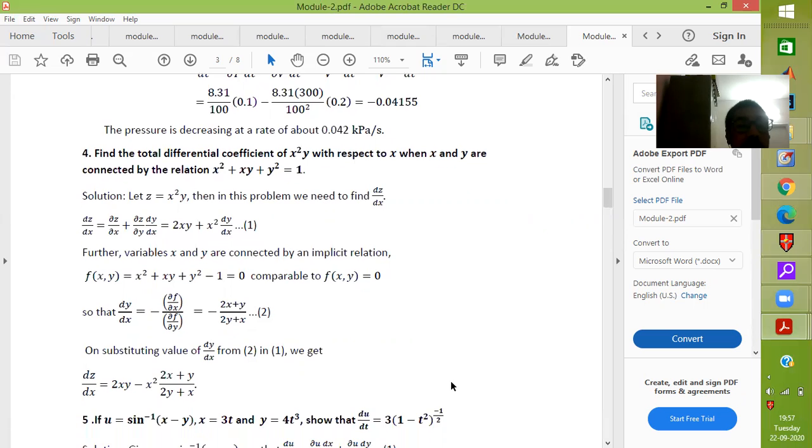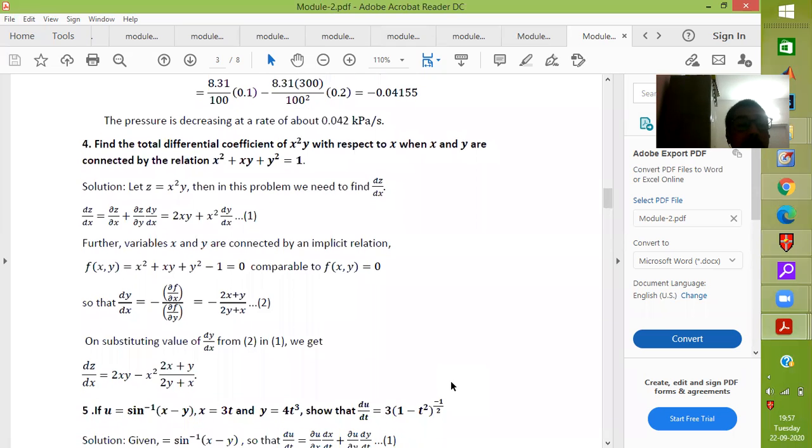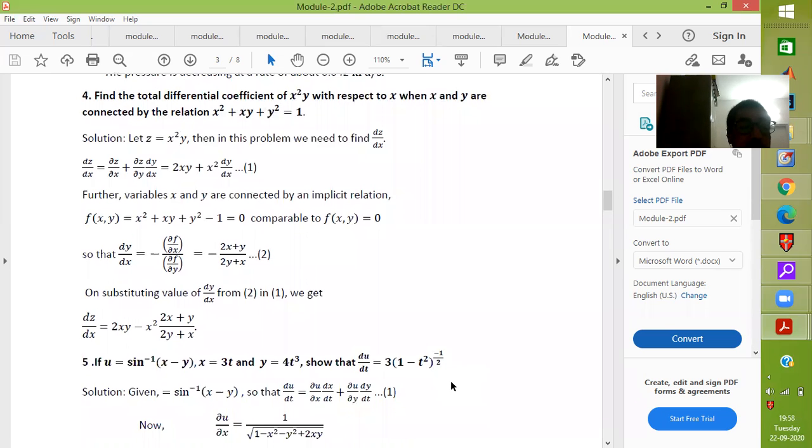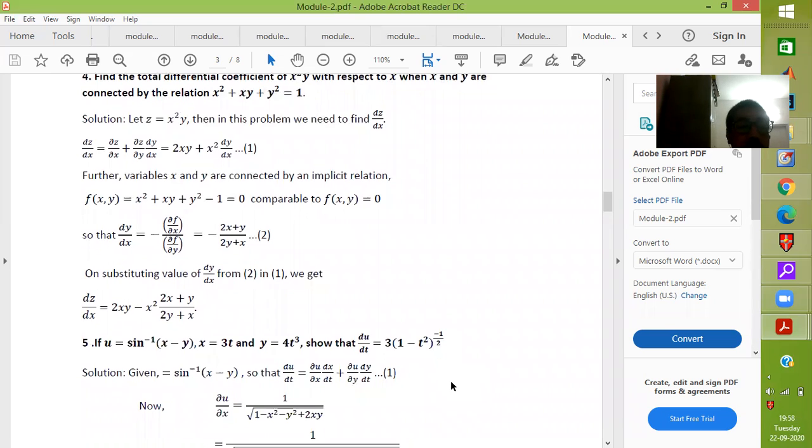So you just determine that. The unknown quantity is dy by dx. To find out dy by dx, please refer to the principle already explained. Dy by dx is given by minus dou f by dou x divided by dou f by dou y, and then you can plug that into equation number 1, and you can get the rate of change dz by dx as 2xy minus x square times 2x plus y by 2y by x, 2y plus x.